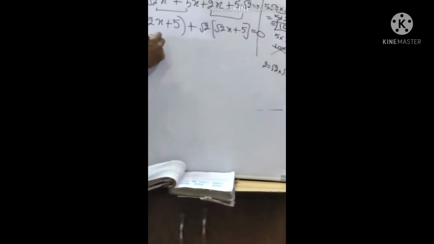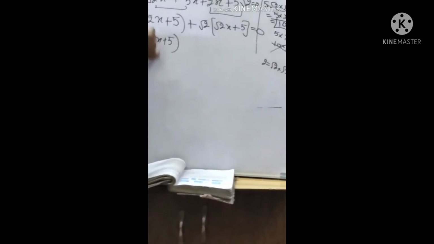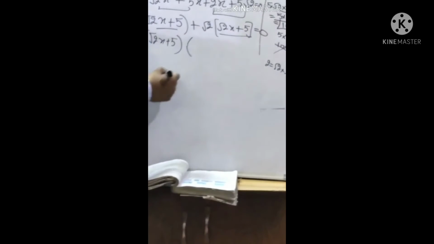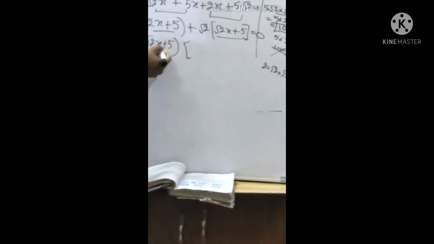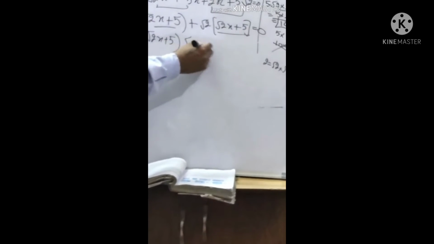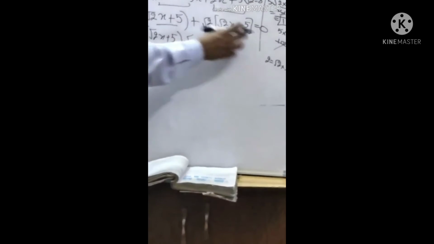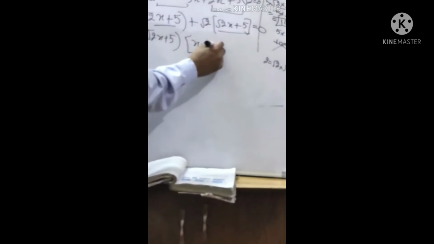So root 2 x plus 5, this complete bracket comes outside, and x is left. This complete bracket comes outside, and root 2 is left.